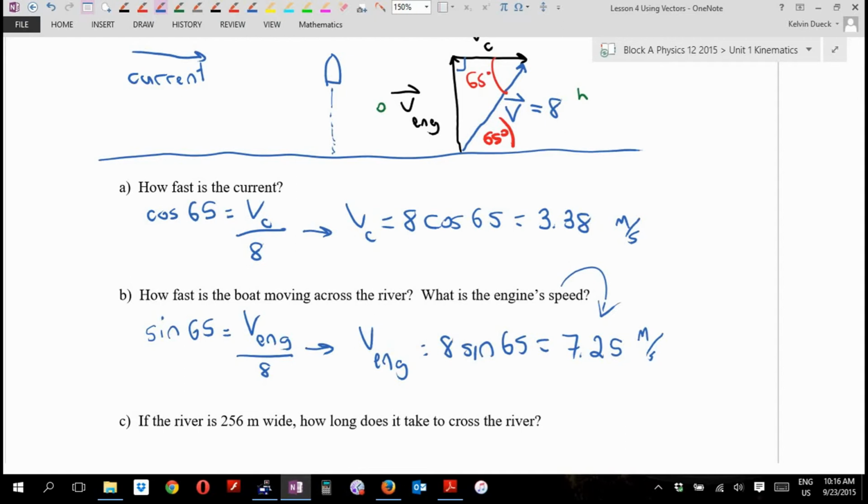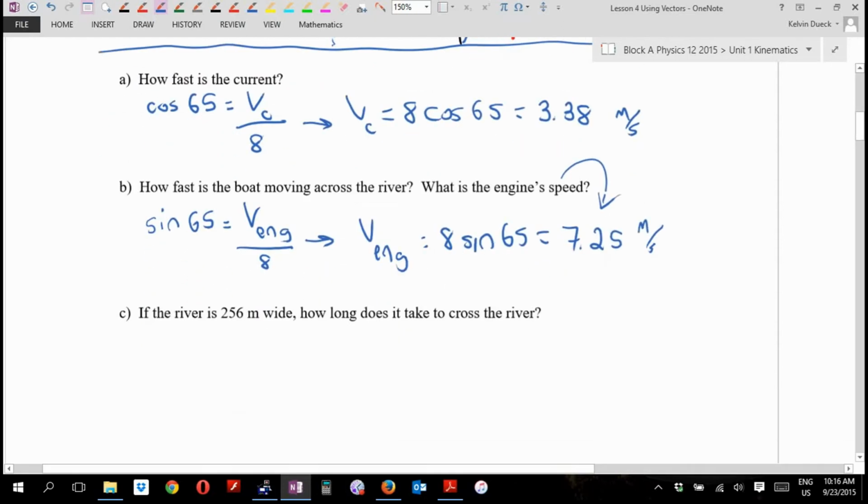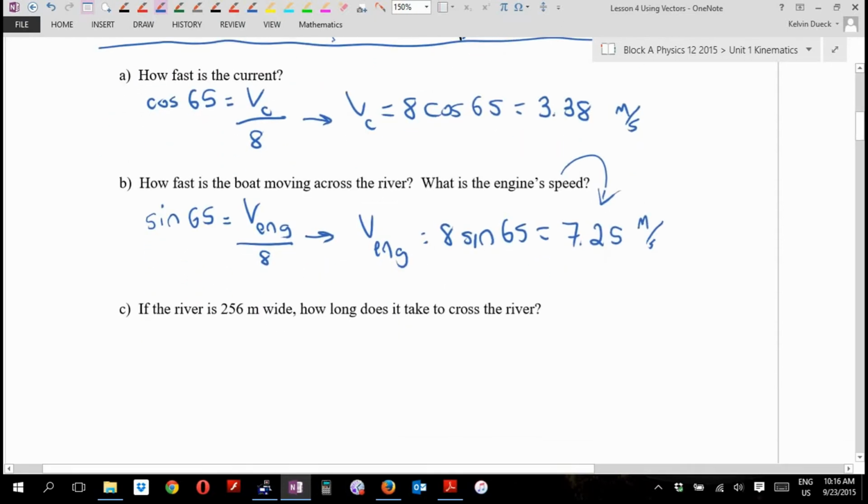Tyler, can you read part C to me, please? If the river is 256 meters wide, how long does it take to get across the river? What's this asking me to find? I think the length is 256. And no, I'm glad you did that, because I have told you how long is vague, because it can mean time and it can mean length. You'll have to interpret it. Although if I give it to you on a test, I'll make sure it's pretty obvious. Although I would argue here, it's a little obvious because they wouldn't ask me to find the 256. And the 256.